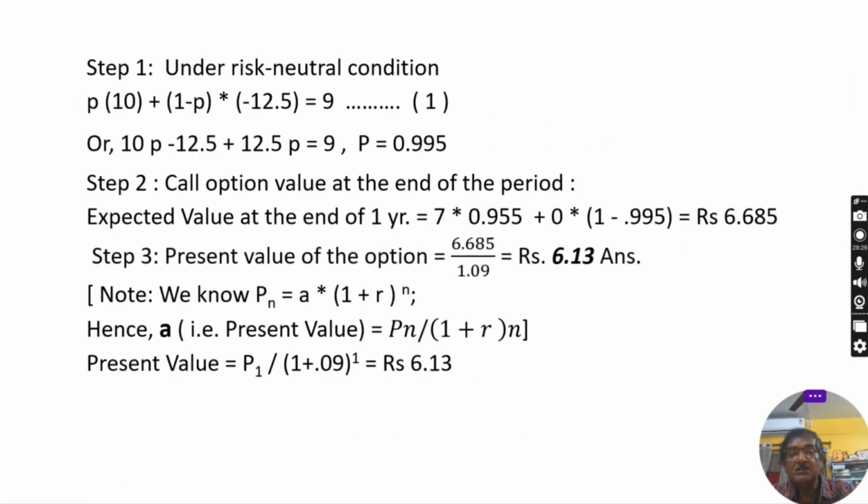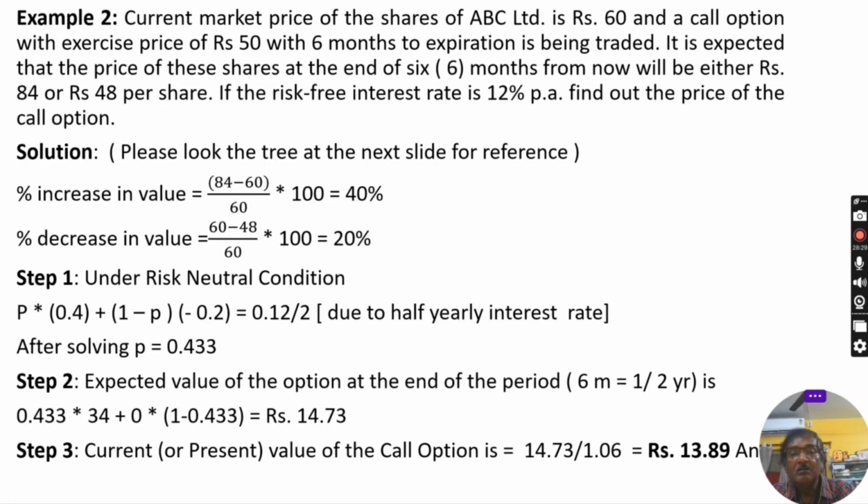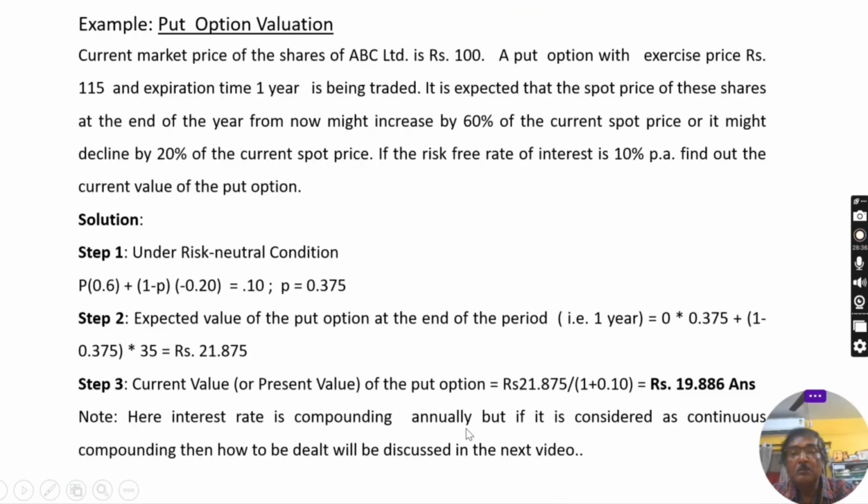That's why, in this case, this is the expected value of the put option at the end of the period. You can calculate it: 1 minus this, multiply this, then you will get this.